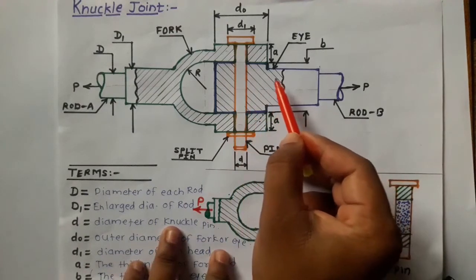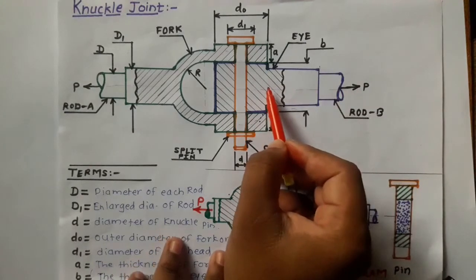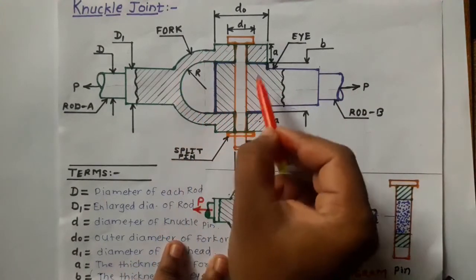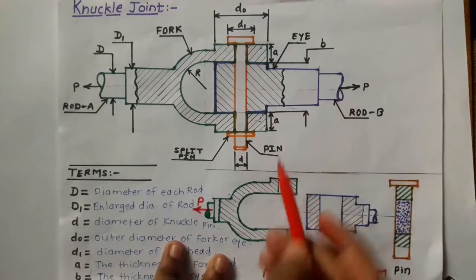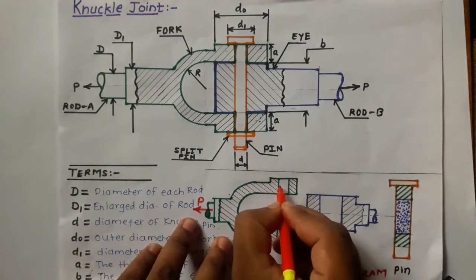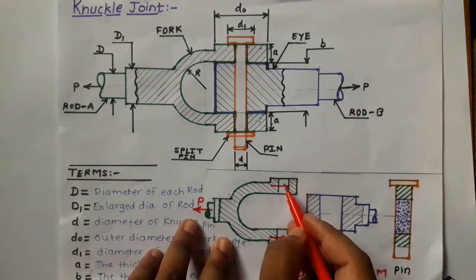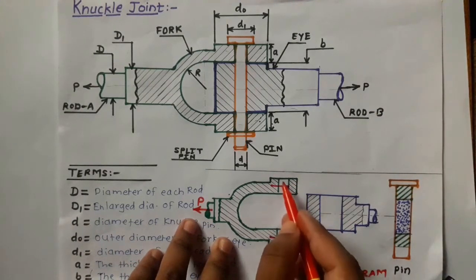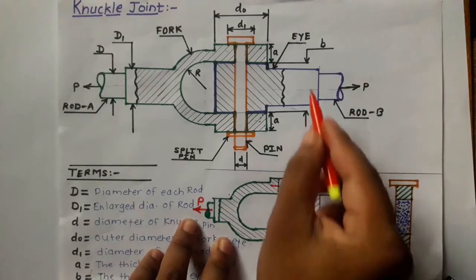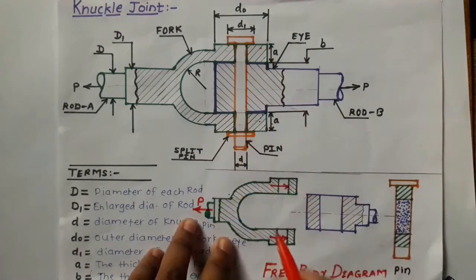Again I will repeat, on the eye force is applied towards the right side, and this eye is pulling this fork with the help of this pin towards the right side. So I can show here two forces, at this point and at this other end of the fork. So force is applied on the two fork ends by the eye with the help of the pin, because the pin is inserted here. So the eye pulls this fork towards the right side with the help of the pin.